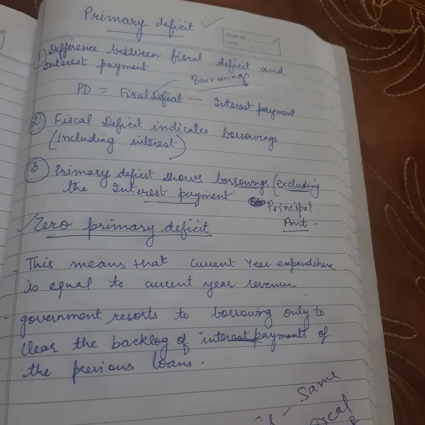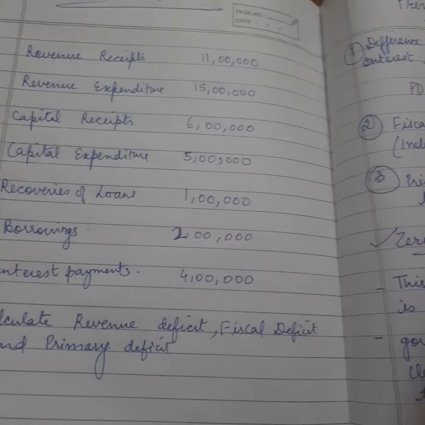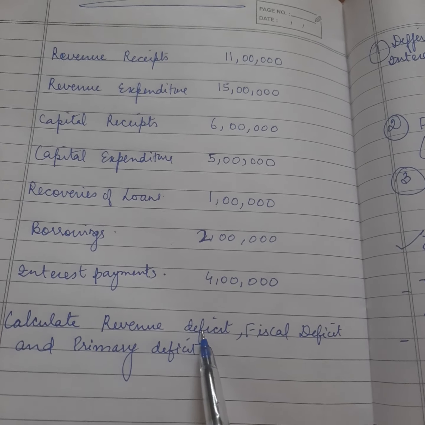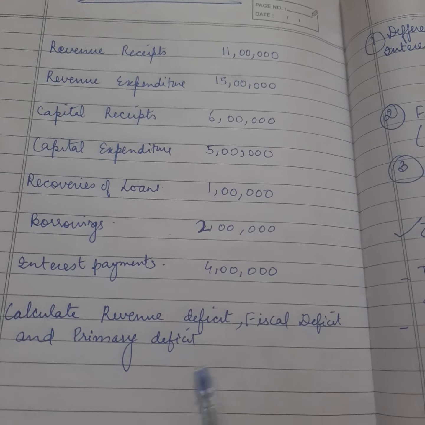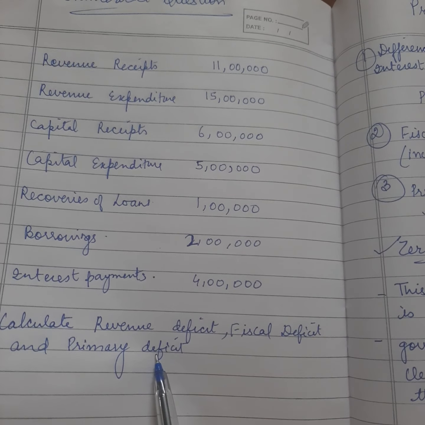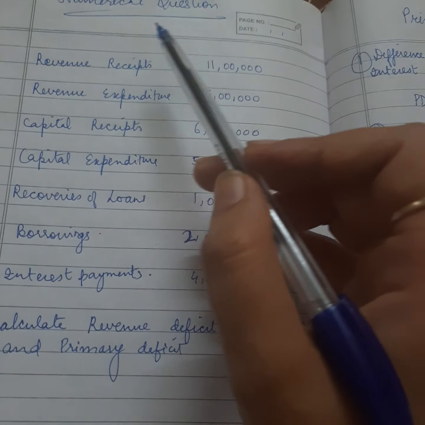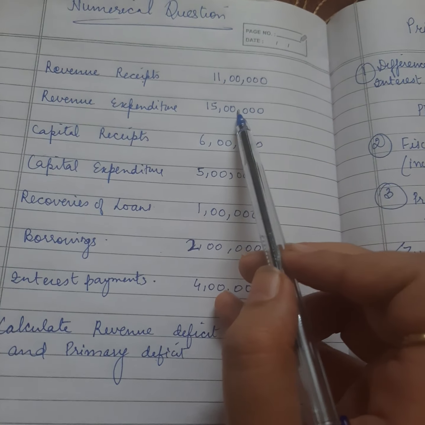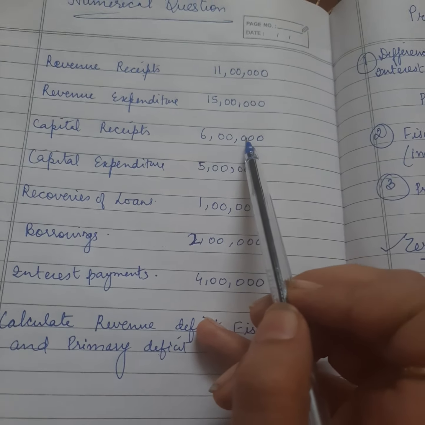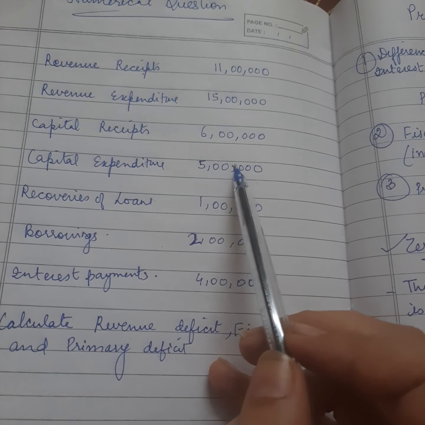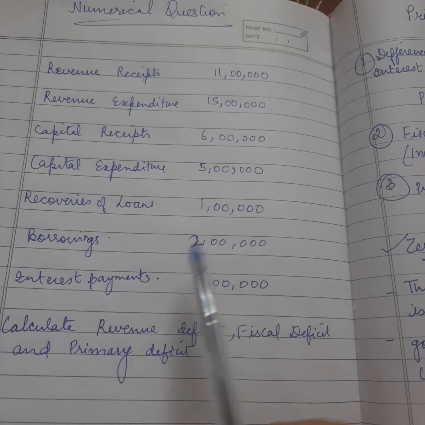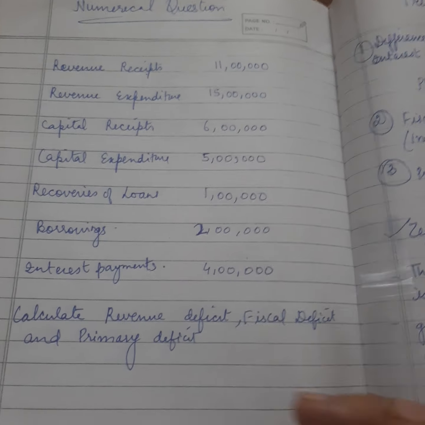Now moving on to the numerical questions. You have to calculate revenue deficit, fiscal deficit, and primary deficit in this question. Revenue receipts are given 11 lakh, revenue expenditure is given 15 lakhs, capital receipts 6 lakhs, capital expenditure 5 lakhs, recovery of loans 1 lakh, borrowing 2 lakhs, interest payments are given 4 lakhs.